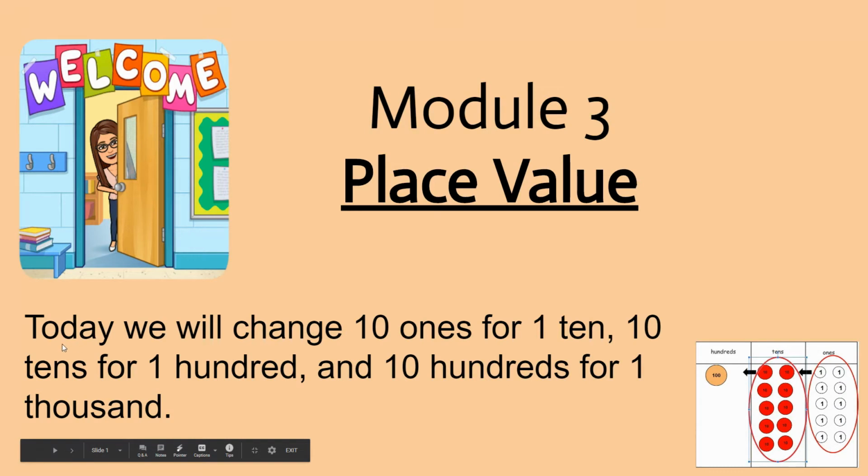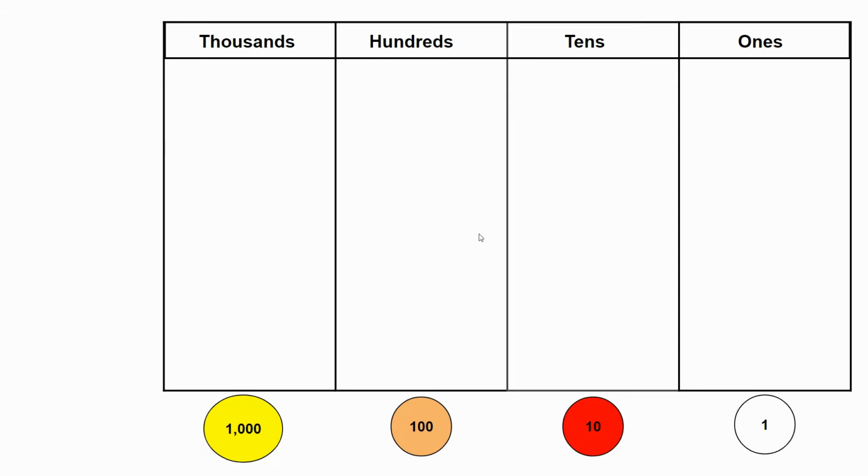Welcome back, friends. Today, we will change 10 ones for 1 ten, 10 tens for 100, and 10 hundreds for 1000 using our place value disks. So let's get started. Now, here is our place value chart. It will help us today to organize our place value disks as we model numbers. Remember, we can know the value of our disk by the number that is written on it. Here is our 1, 10, 100, and 1000 place value disk.